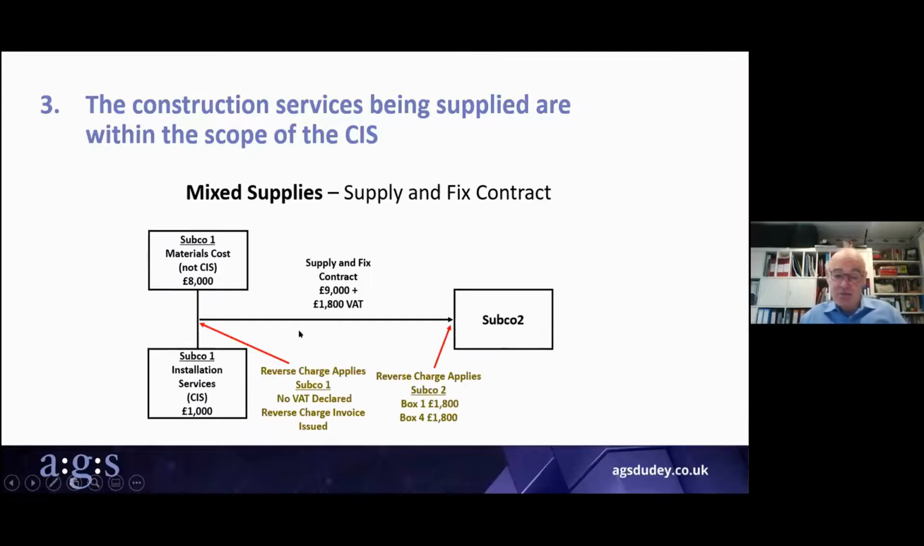To illustrate this, just have a look at this little example. What we've got here is a supply and fix contract for some materials, whatever it is, on a building site. In this case, the materials cost is 8,000. The installation services, the CIS services, are 1,000. So the total's 9,000. But even though the service is only less than 10% of the cost, the whole transaction will be a reverse charge service.